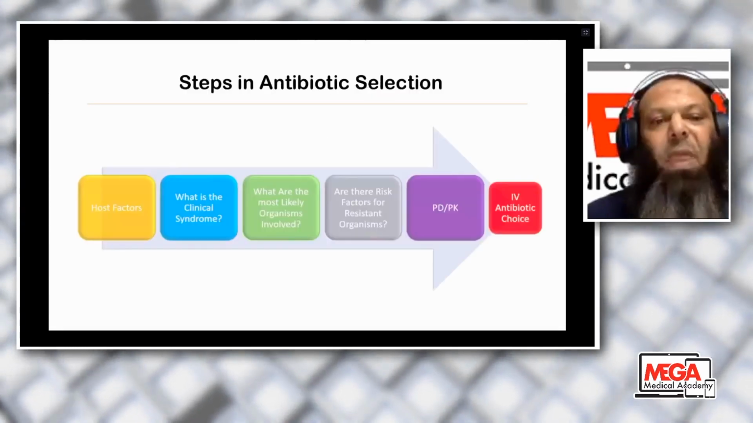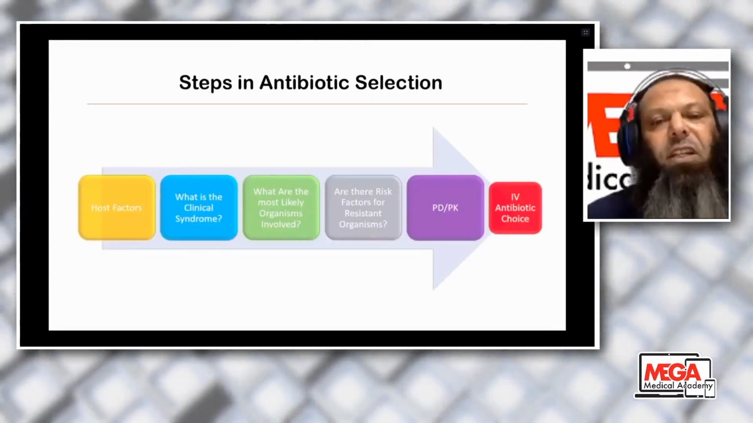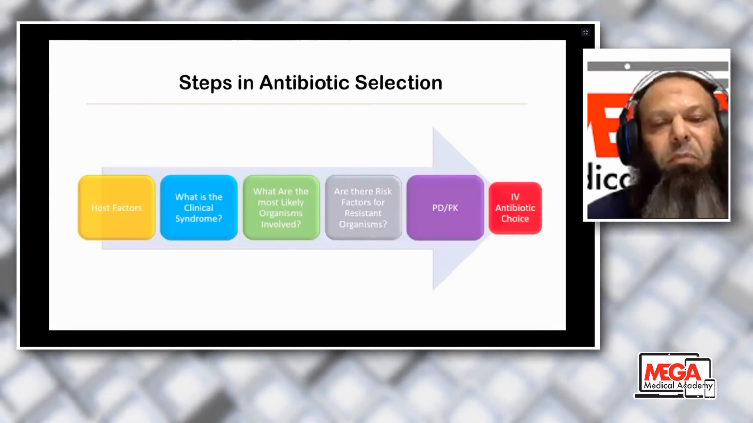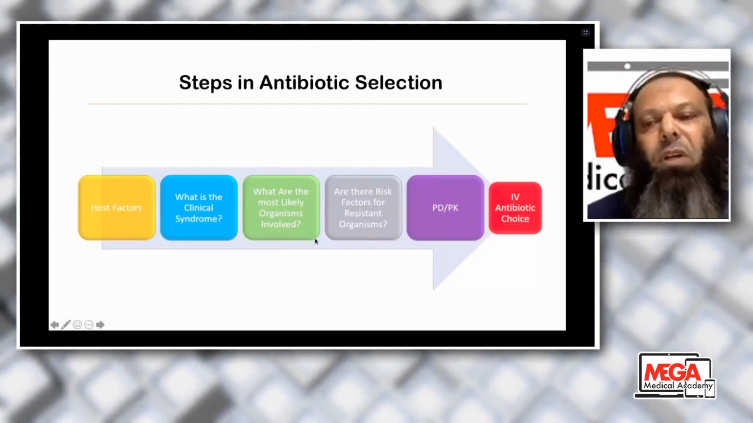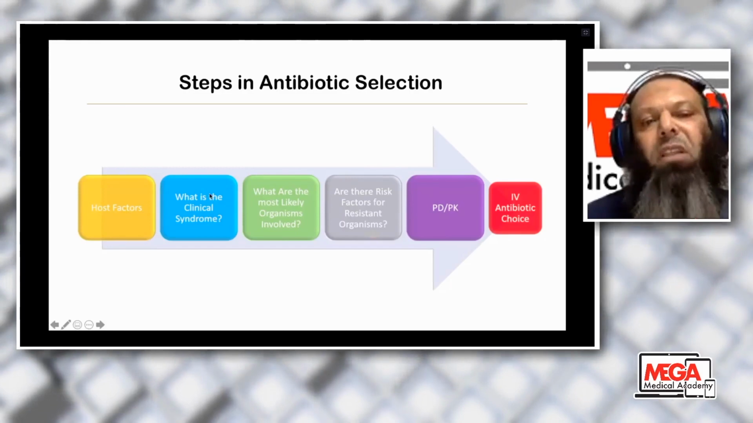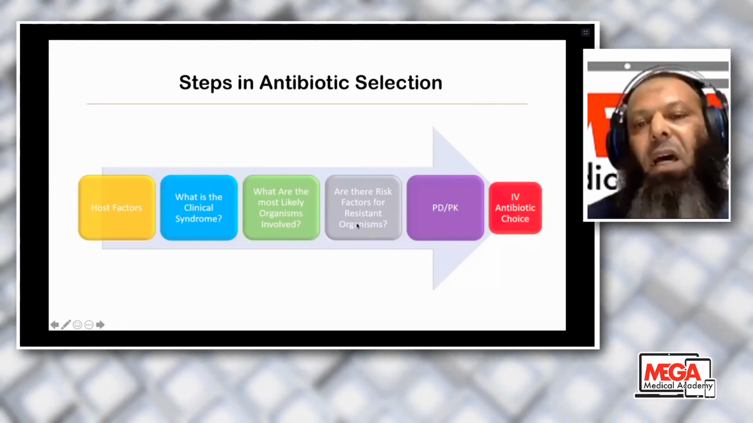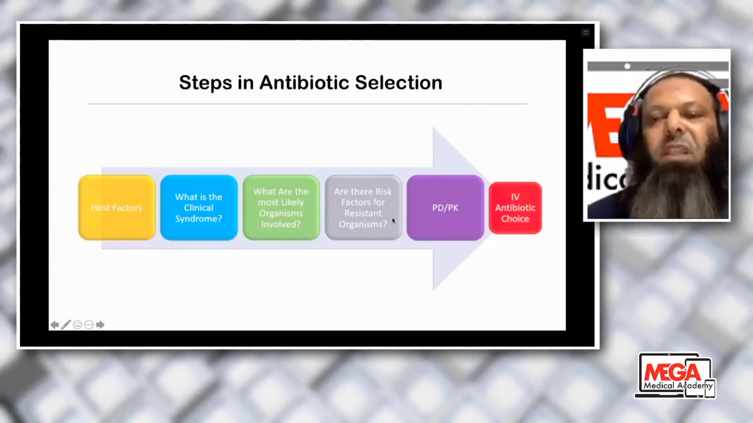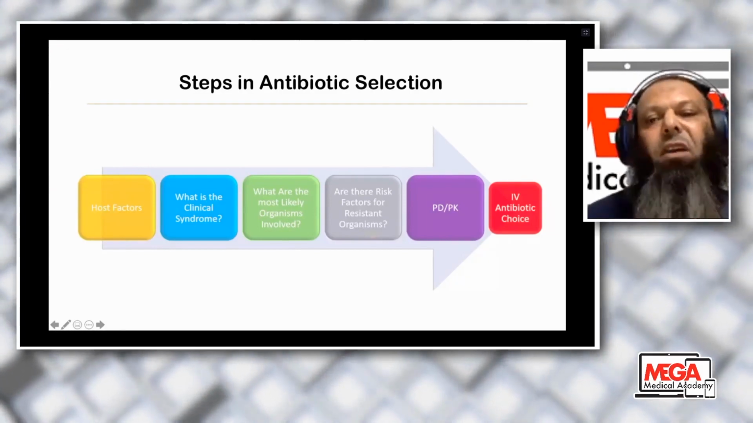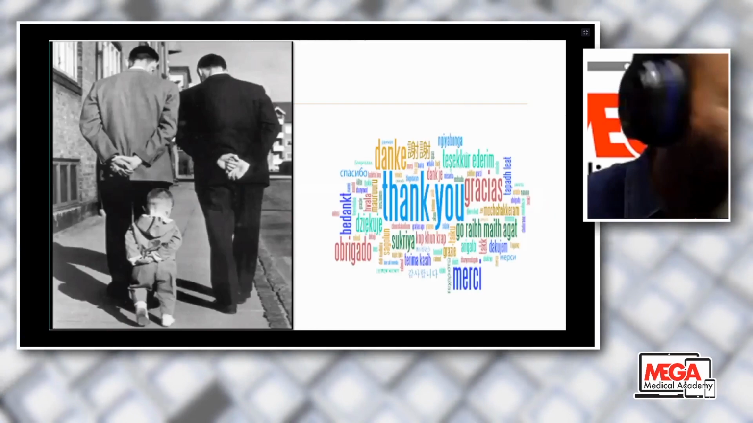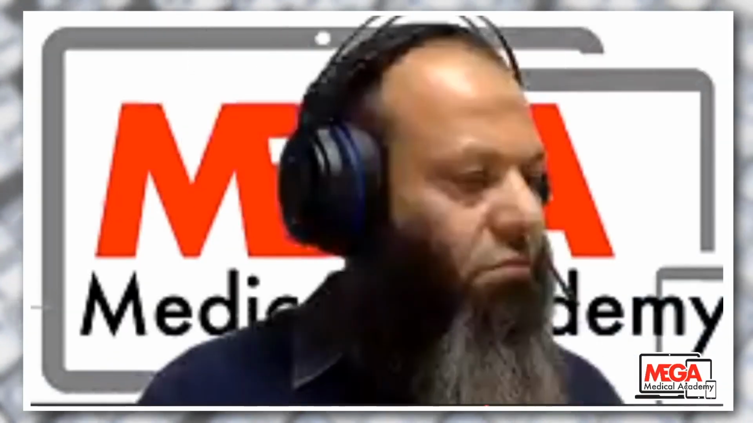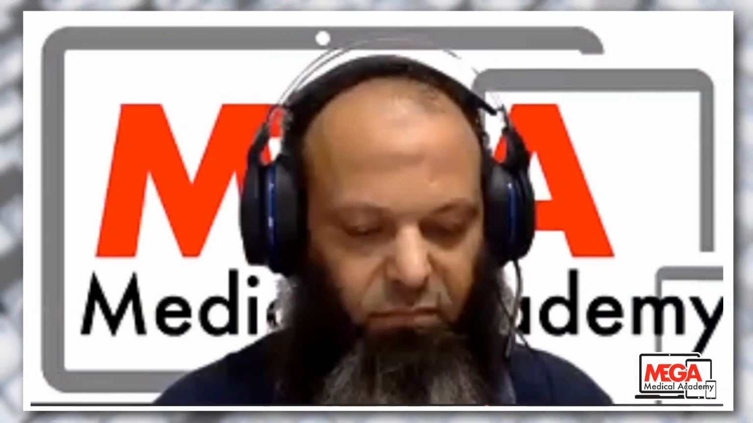And this is the final slide, just reminding you about the five pillars helping you in choosing the antibiotics: the patient-related factors, the clinical syndrome and the most likely organisms, the risk of resistance, and PD/PK. And thank you, and sorry for the delay.